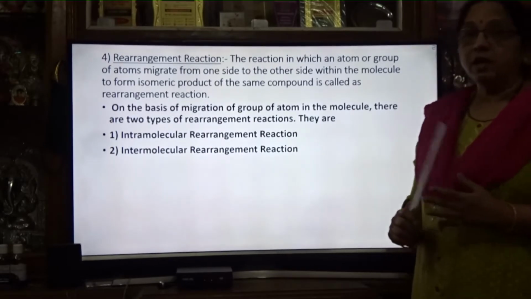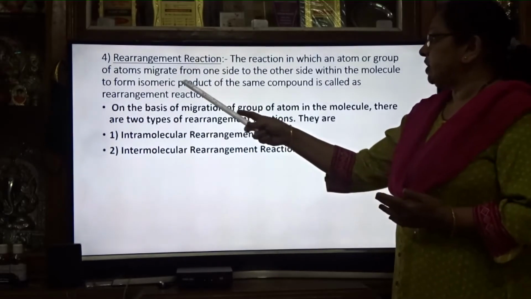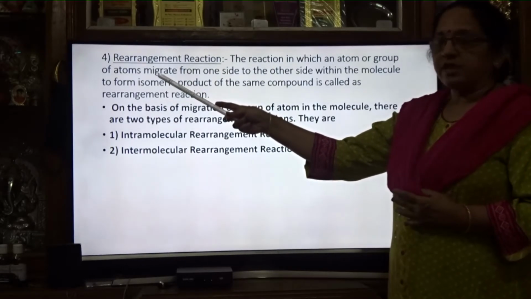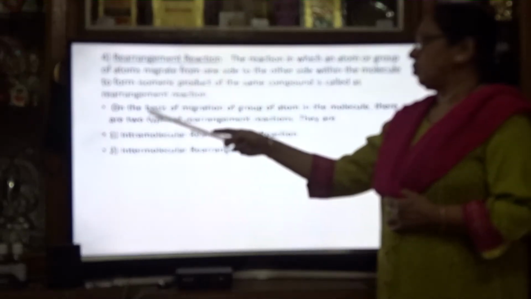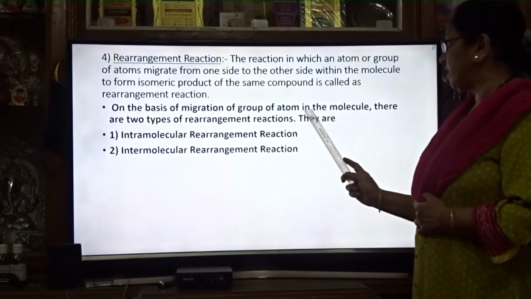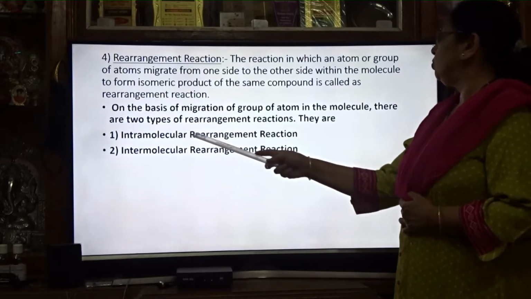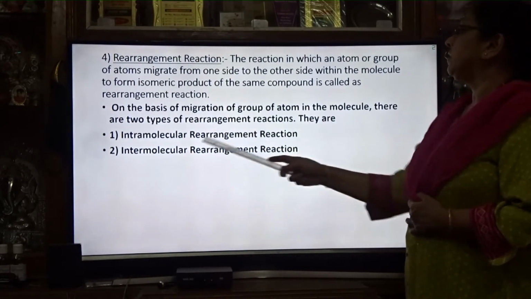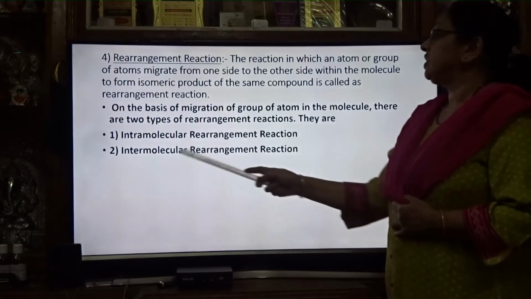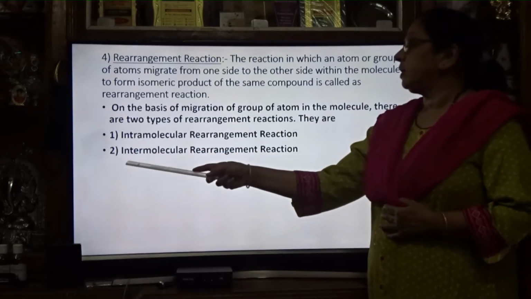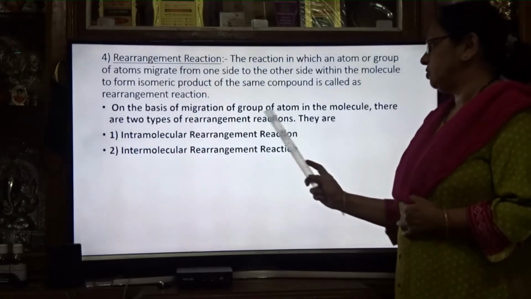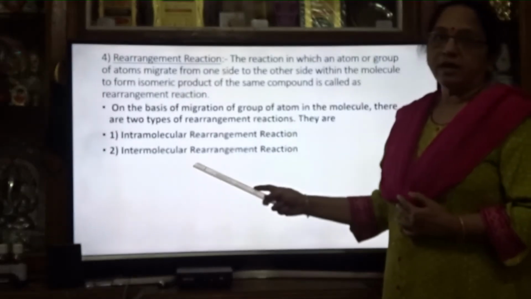In rearrangement, what happened? Migration of the atoms or group of atoms takes place from one side to another. It is known as rearrangement reaction. On the basis of migration of group of atoms in the molecule, there are two types of reaction. They are intramolecular rearrangement reaction and intermolecular rearrangement reaction.